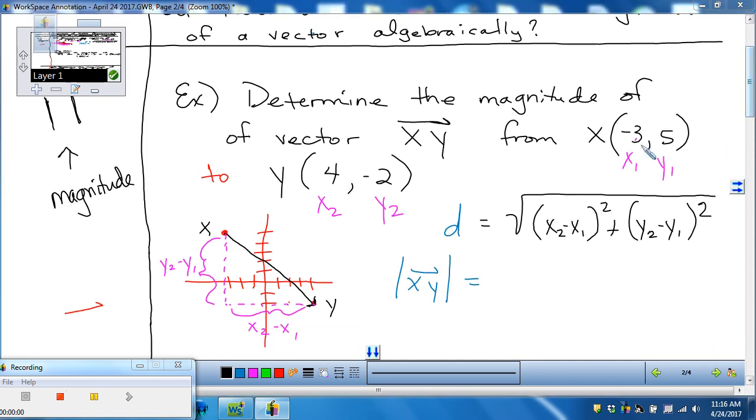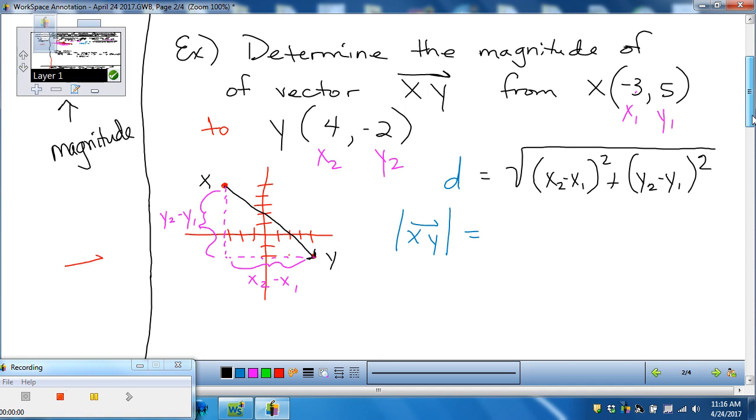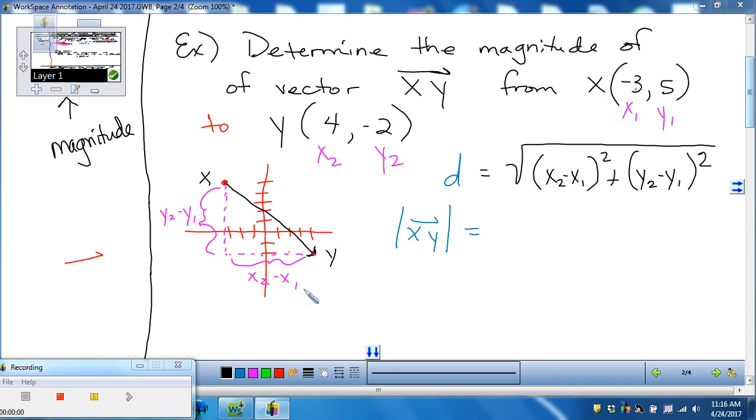So on our example, it says determine the magnitude of a vector xy from the point x, which is -3, 5, to the point y, which is 4, -2. You'll notice that I have the points labeled x1, y1, x2, y2. I drew for you a graphic so you could see what this vector looks like. The point -3, 5 for x is over here in the second quadrant. The point 4, -2 for y is over here in the fourth quadrant. And the vector is going from x to y.